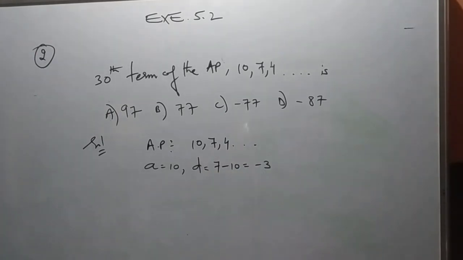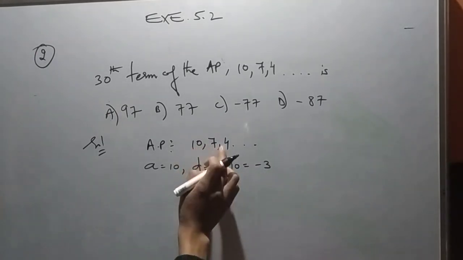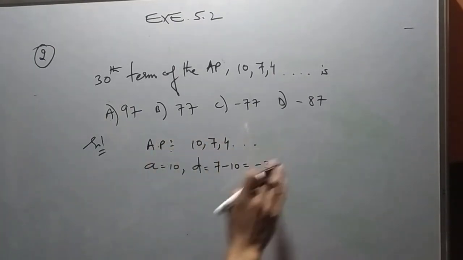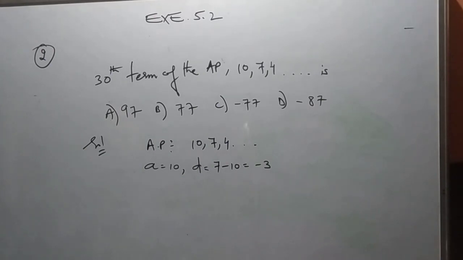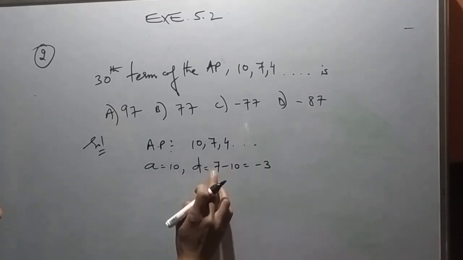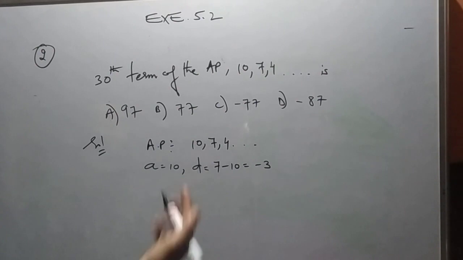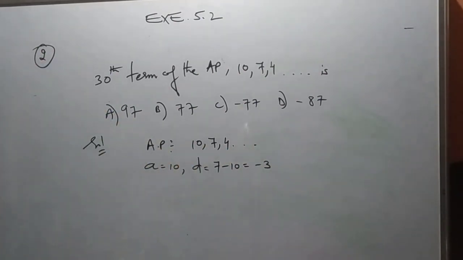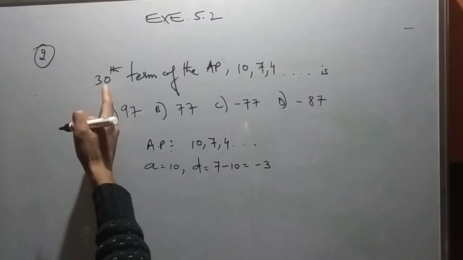The AP is decreasing, and in that case the common difference D is negative. 10 minus 3 gives 7, so the difference is negative 3.